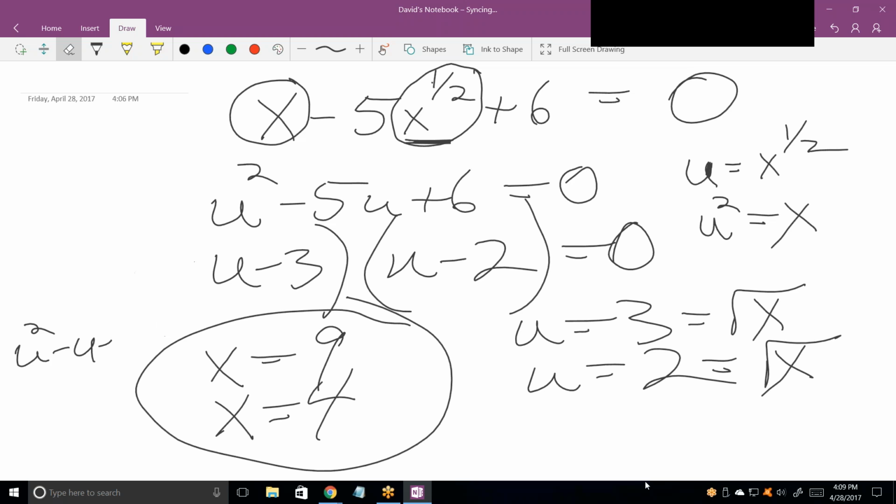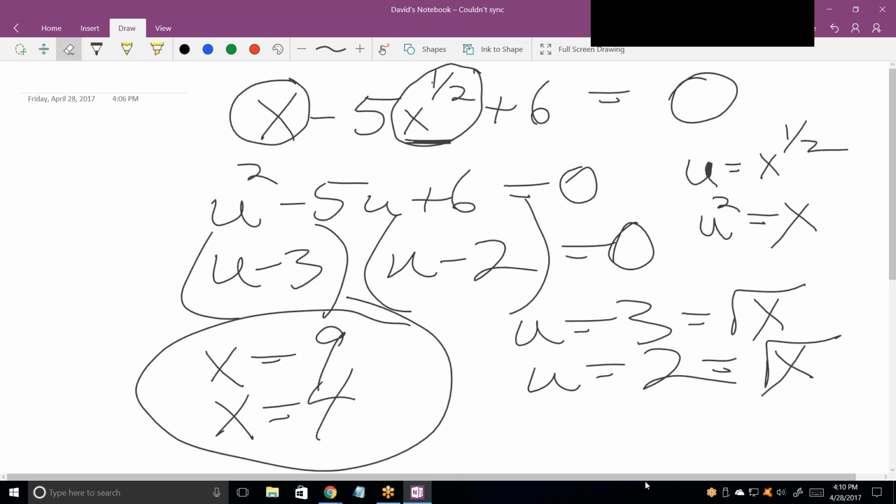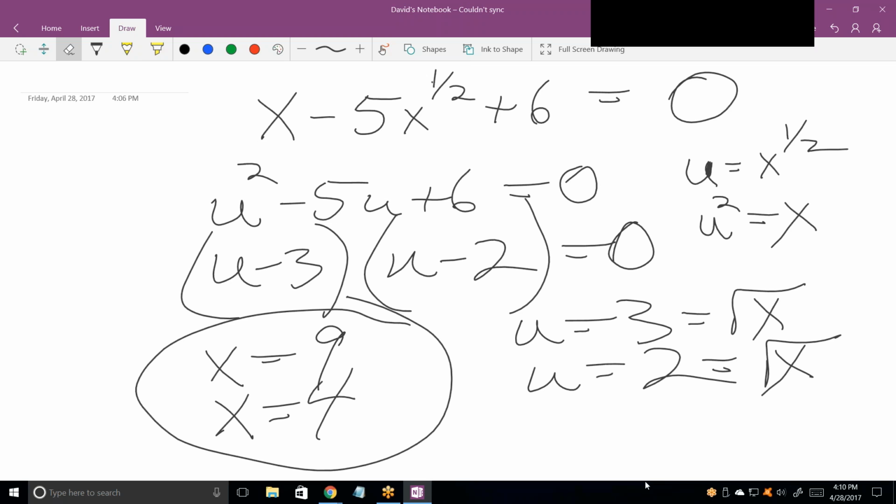And they can be in the form of trig functions, exponential functions like e to the x, or these kind of functions. This is not even a polynomial because you've got the 1/2. But it's still a quadratic in disguise. And the easiest way to look at them is with this U substitution.